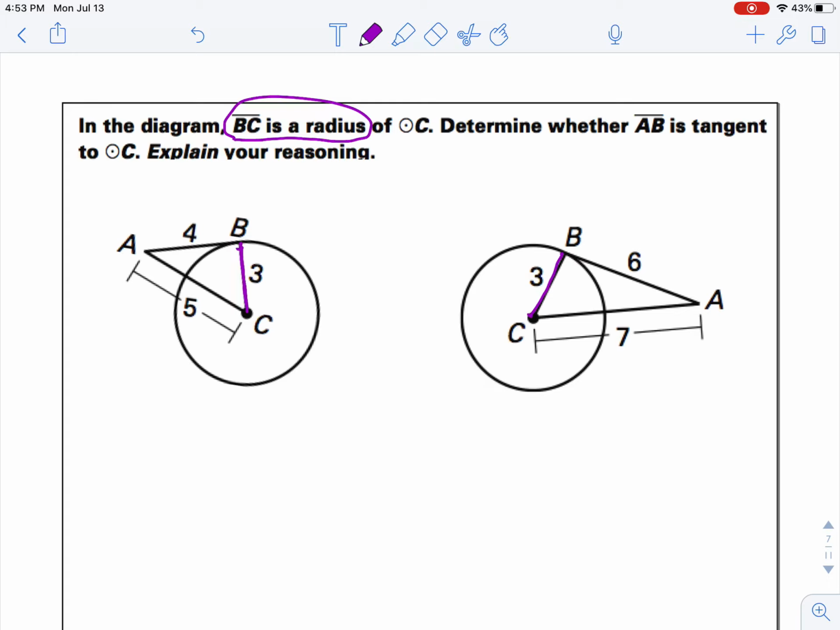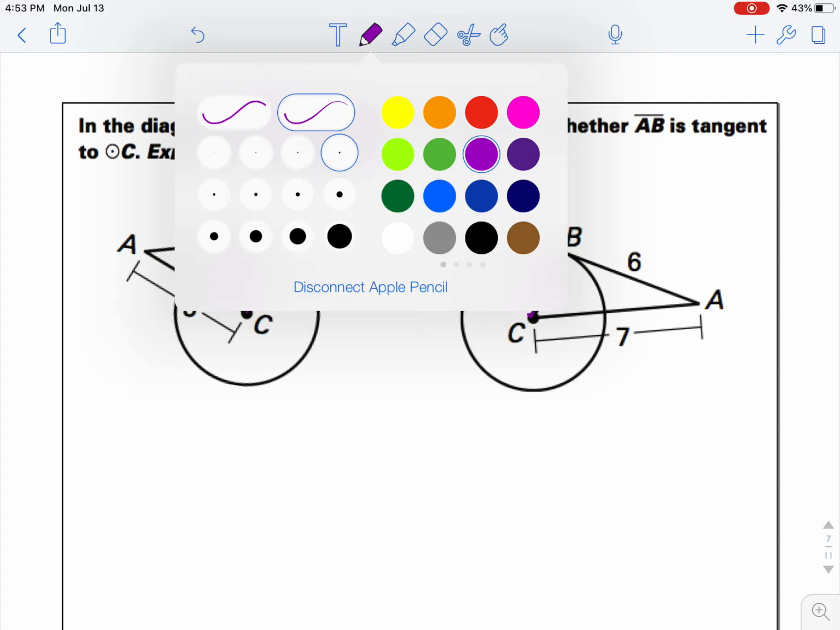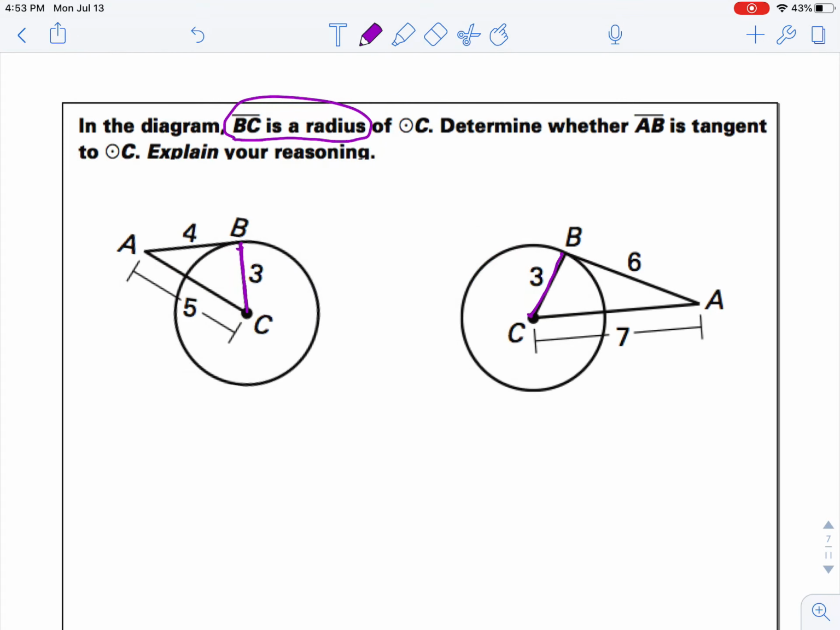Determine whether AB, the segment, is tangent to the circle. Well, if it's tangent, then it will be perpendicular. And if it's perpendicular, then you have a right triangle. So if that is the case, this would be a right angle right here. So question mark.